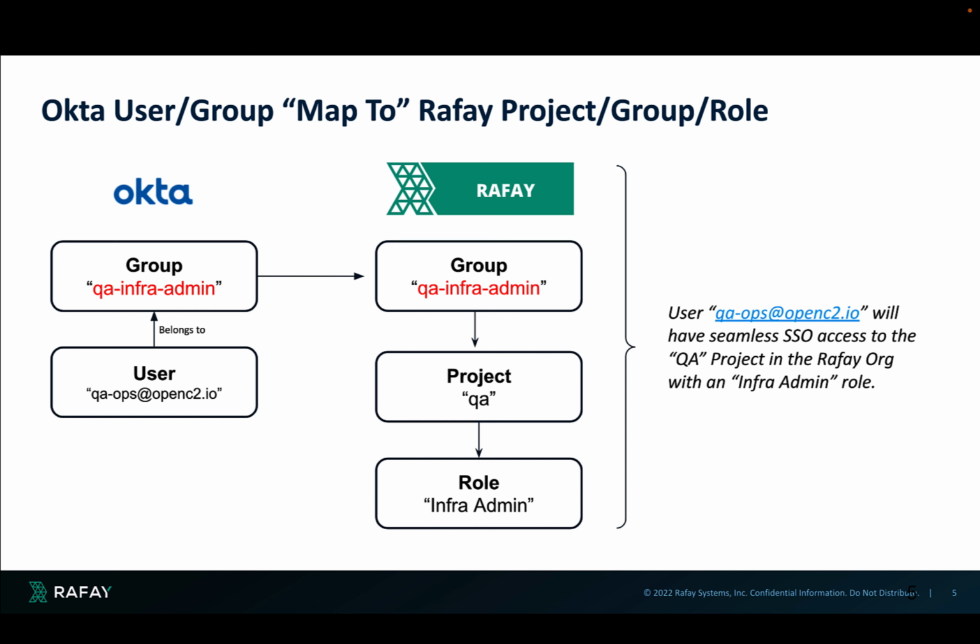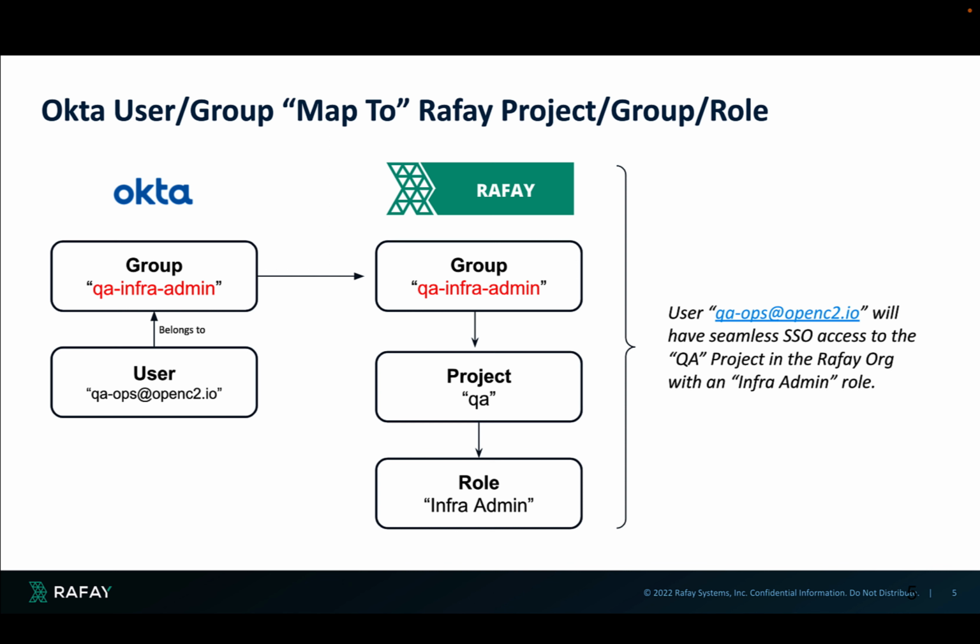And this group in Rafay would then be mapped to my appropriate project. In this case, I'm mapping it to a project called QA. And that particular group is also attached to a role. In this case, I want to attach it to the infra admin role in Rafay.